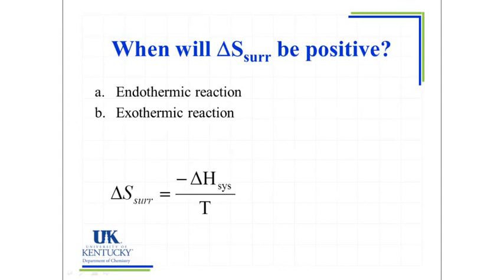So when will delta S of the surroundings be positive? Delta S of the surroundings will be positive when we have an exothermic reaction. Remember that for an exothermic reaction, our delta H value is less than 0. It's negative. So if I put a negative value into my equation, I'm going to end up with a positive delta S value, or a value that is greater than 0.